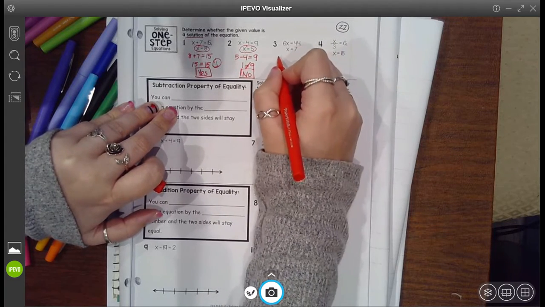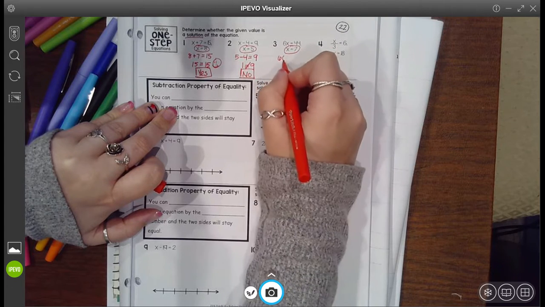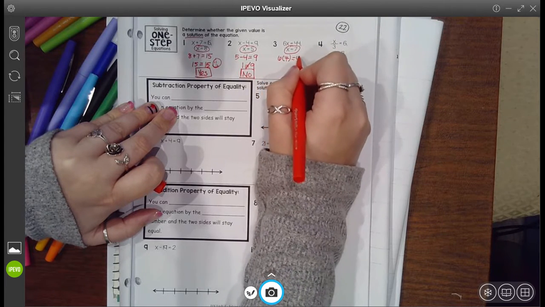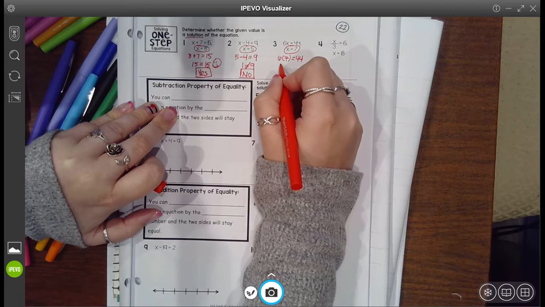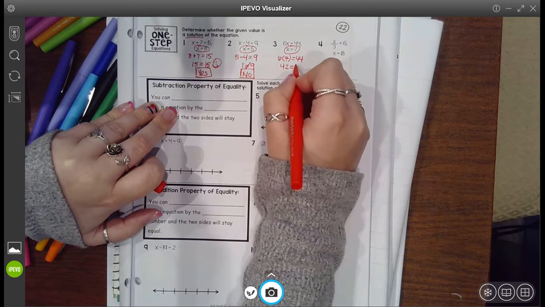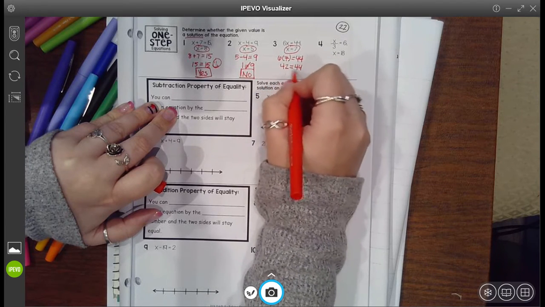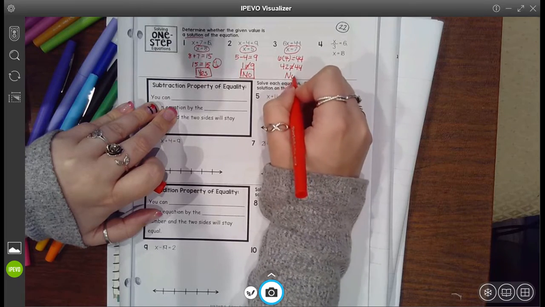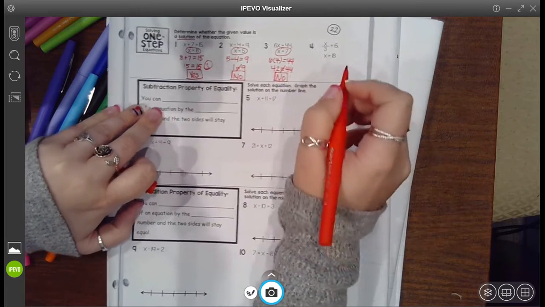Okay, for this one, 6 times, they think x is 7, equals 44. Well, 6 times 7 is 42, equals 44. And no, that is not a true statement. So no, 7 was not the solution.